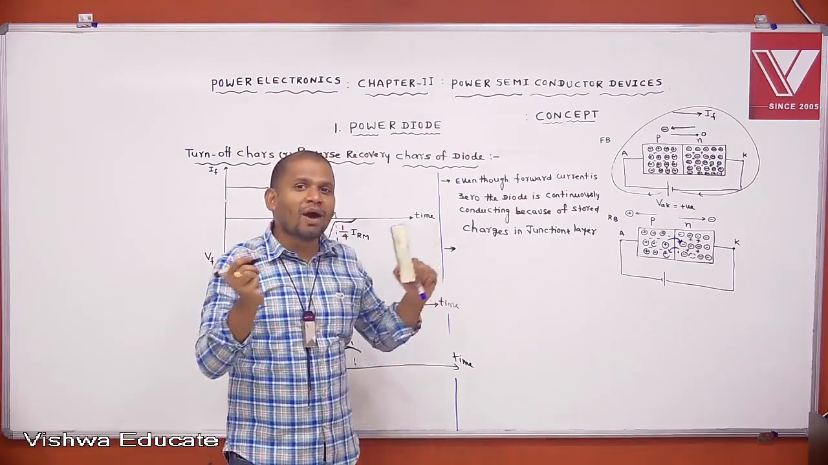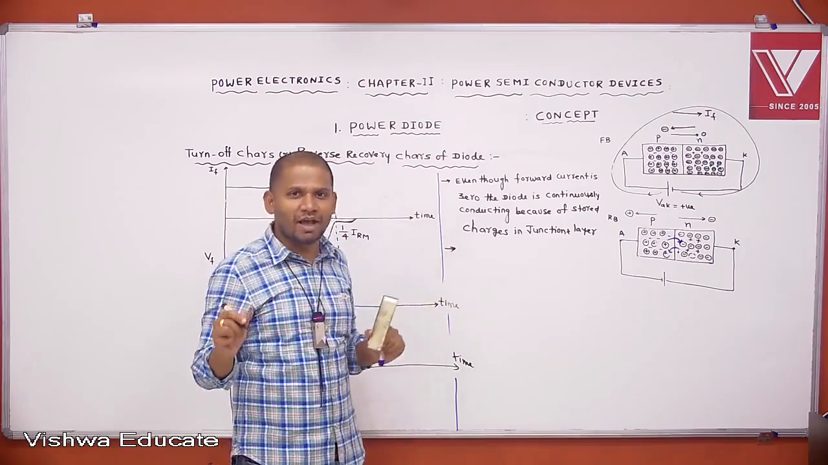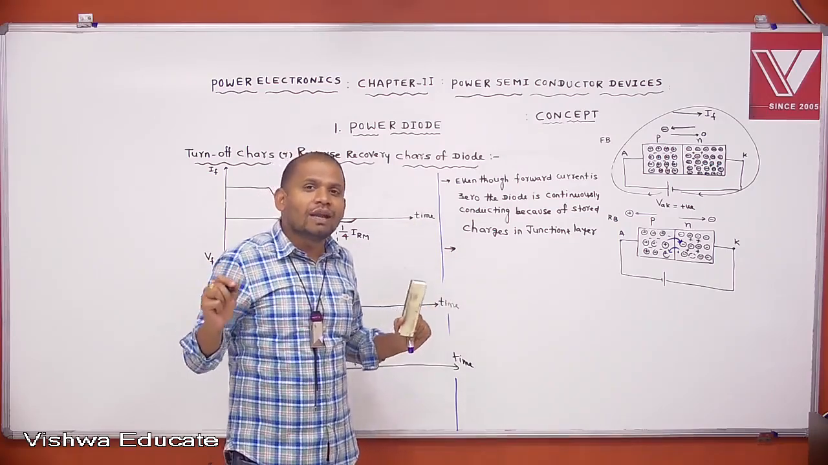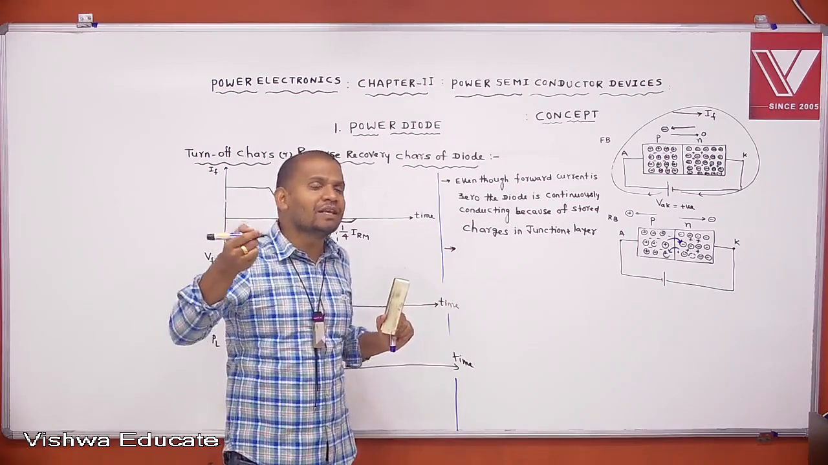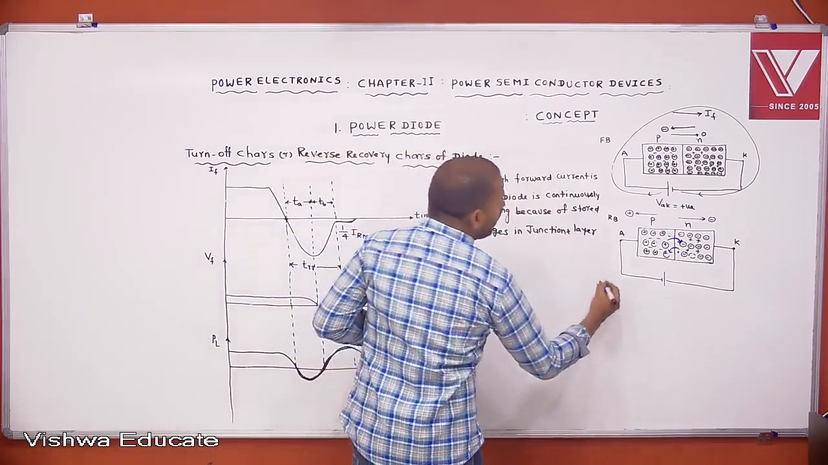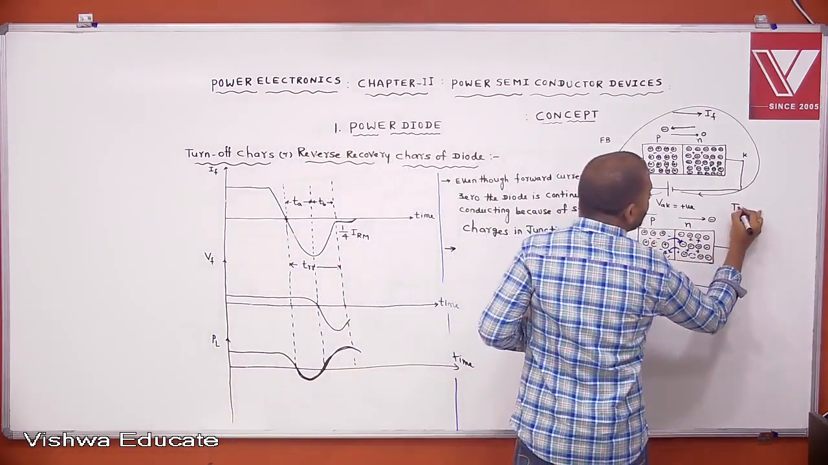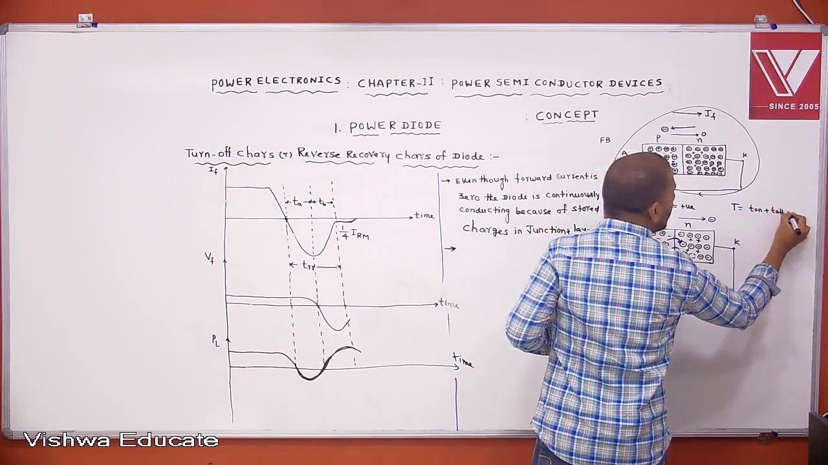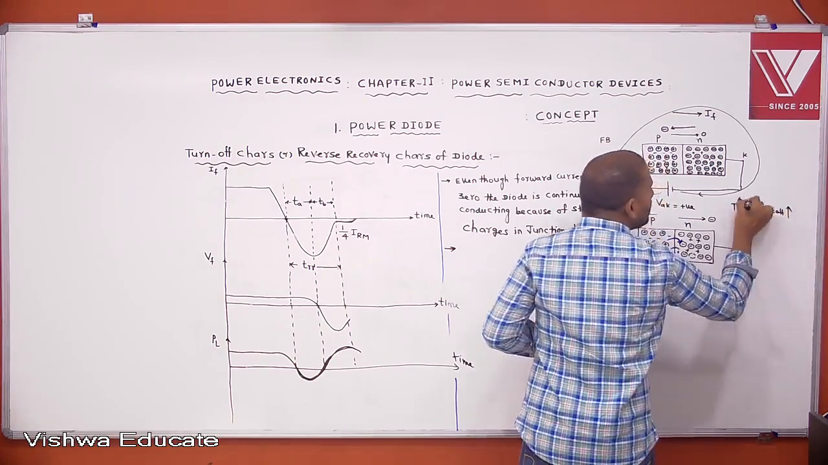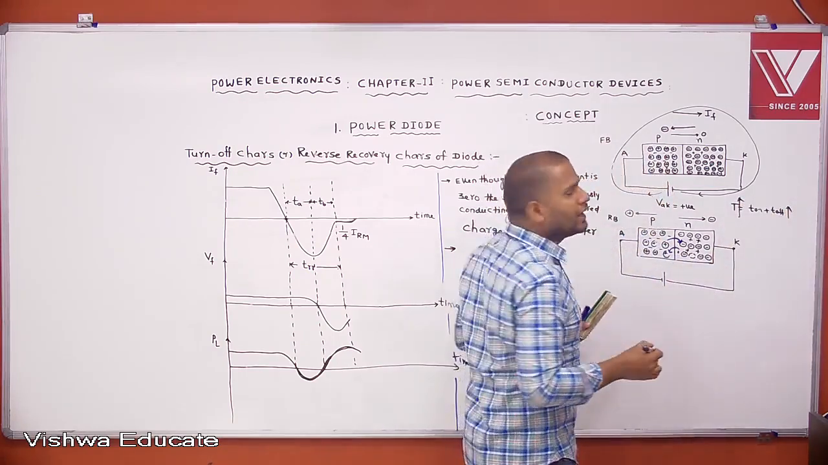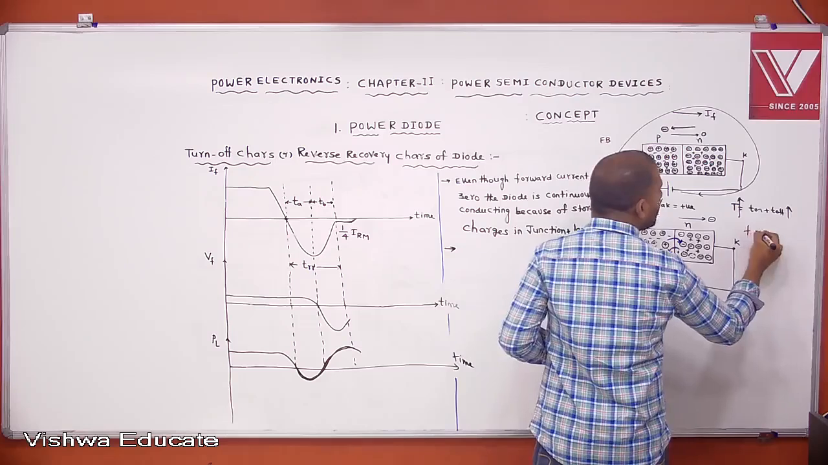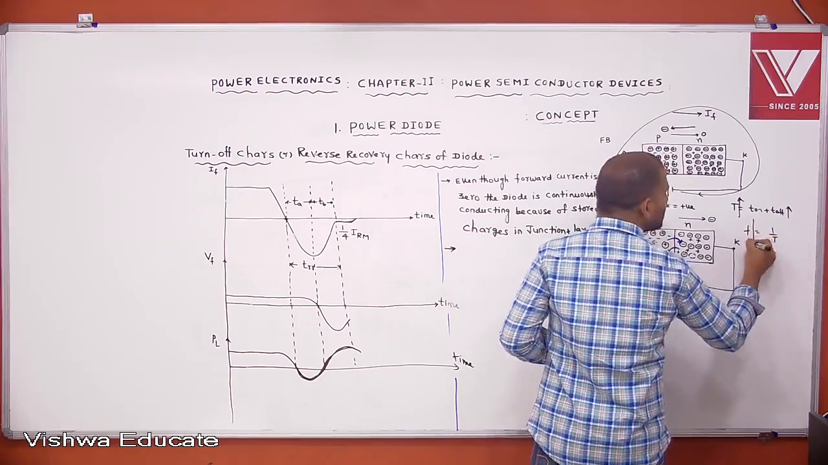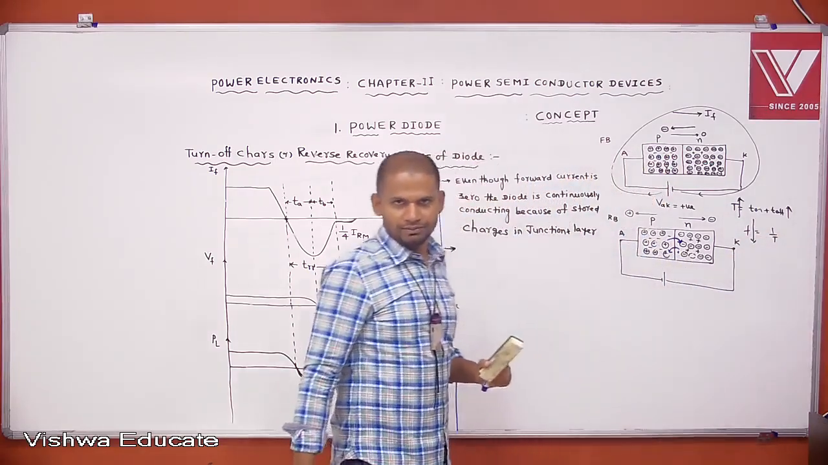The total time of operation is nothing but on time plus off time. If the off time increases, then the total time of operation increases. If the total time of operation increases, then the frequency of operation reduces.